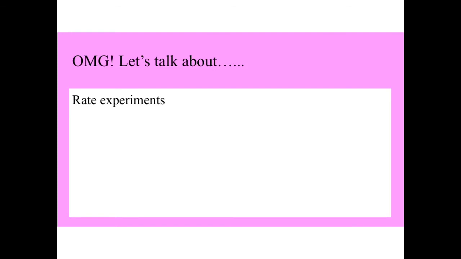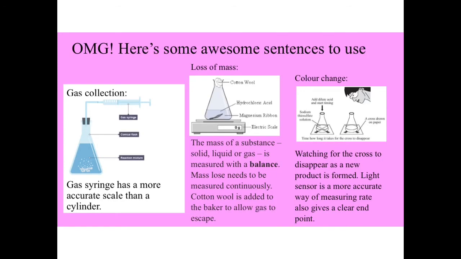Let's talk about different rate experiments. There are a couple of ways that you have to know about calculating rate. The three main ways are gas collection, so collecting gas. You could either use a gas syringe or a measuring cylinder. A gas syringe is more accurate, higher resolution than a cylinder.